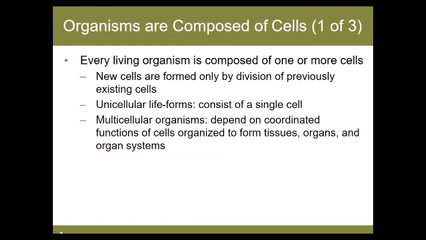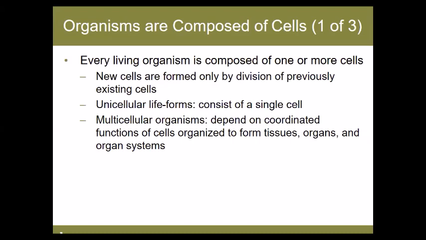The first one is organisms are composed of cells. As I said before, we'll look at a whole chapter that deals with cell biology, and you have some of the basic ideas of cells here. New cells are formed only by division of previously existing cells. They just don't come out of nowhere. You have cells and a process called cell division that creates new cells. And then you have some vocabulary words here: unicellular life forms and multicellular life forms.